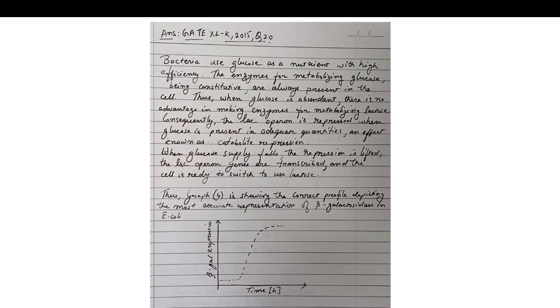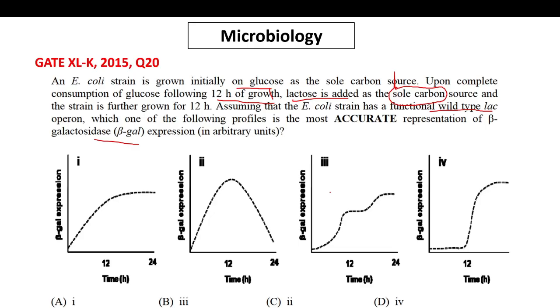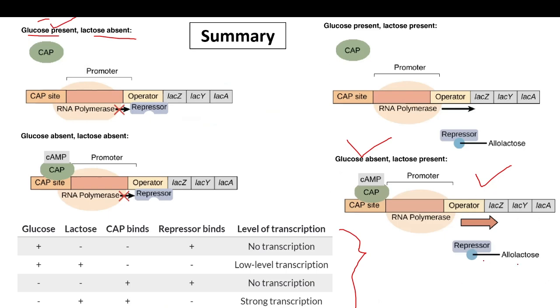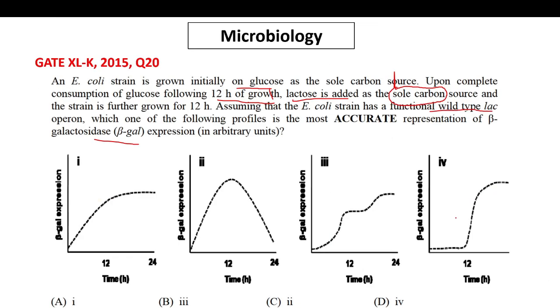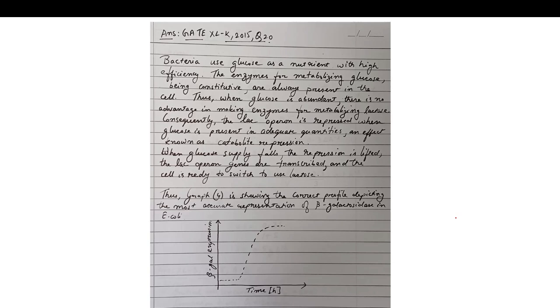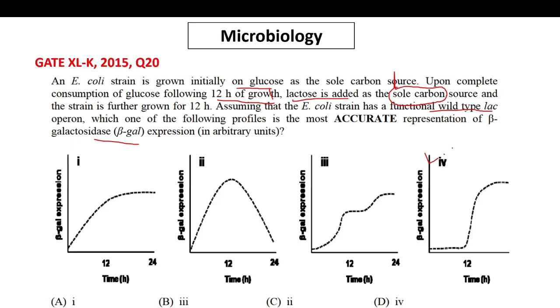Okay, but after 12 hours, when glucose is not present but lactose is present, that is this condition, then the lac operon will transcribe and the beta galactosidase will increase. So this will increase, but after a point of time it will again get saturated. Okay, so the answer to this question is option 4.